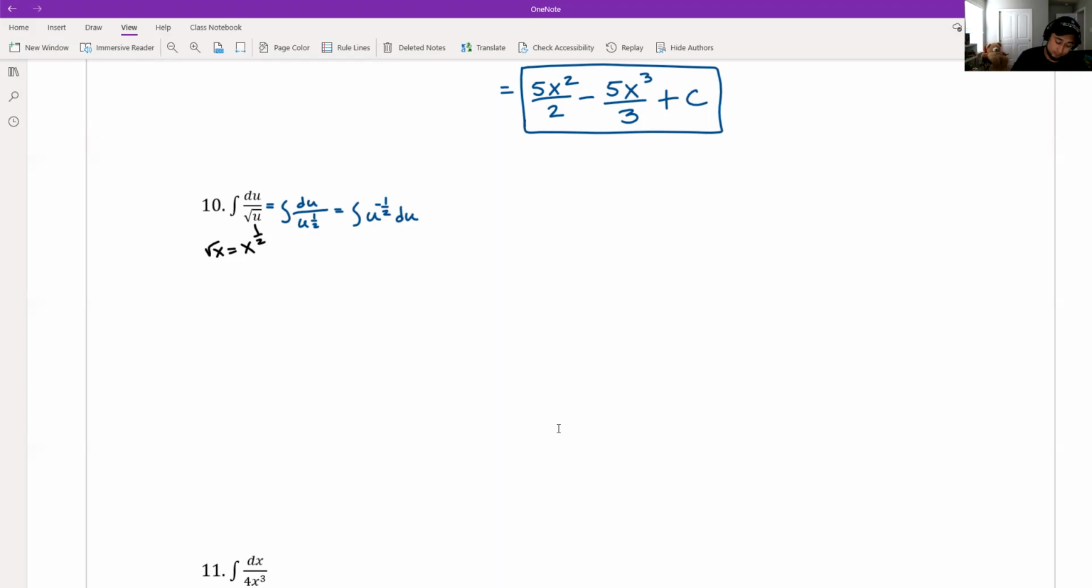So what we used here was 1 over x to the n equals x to the negative n. So all the rules we know already, we're bringing them back again. Now we are ready. We're doing the antiderivative of this guy, which is going to use the most popular rule, power rule. So it's going to be u to the negative 1/2 plus 1 over negative 1/2 plus 1.